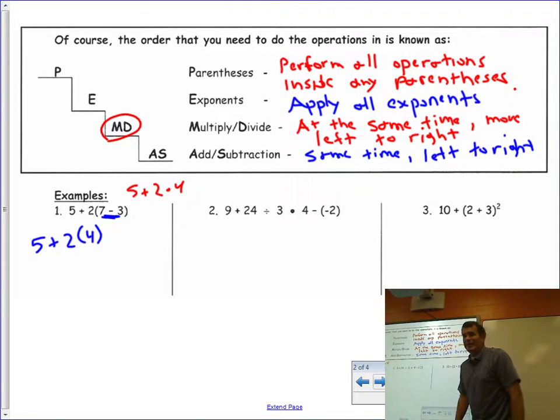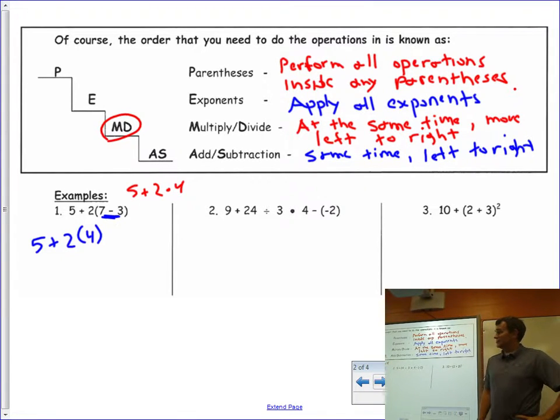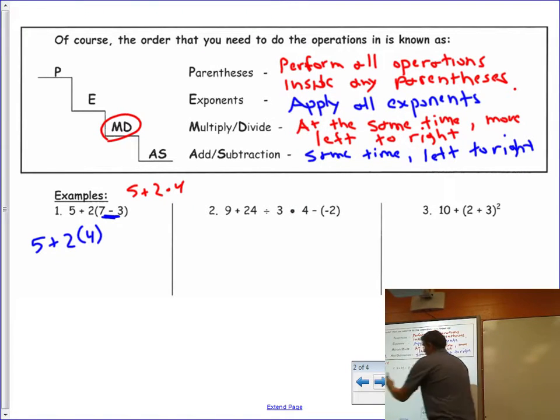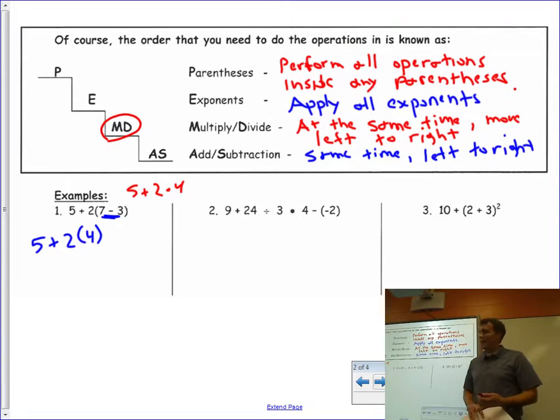But it would be okay, as I did there, to change the parentheses to a dot if you wanted for multiplying, if you don't like parentheses being used as a multiplication symbol. So I've done the parentheses. The next step is to look for any exponents. This problem doesn't have any exponents.